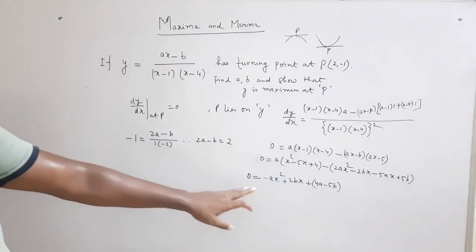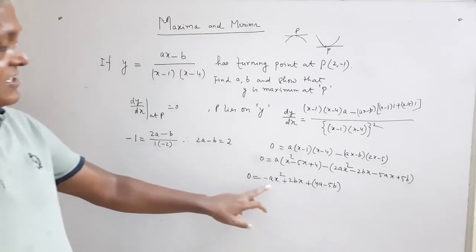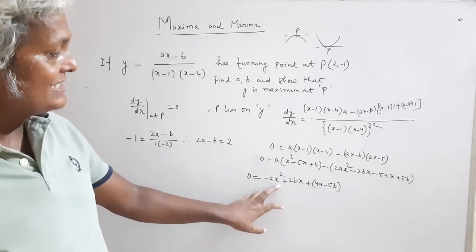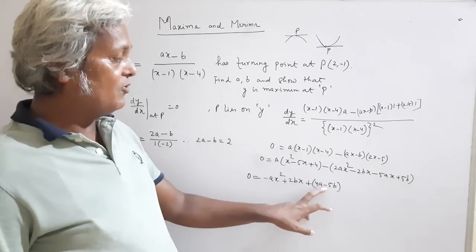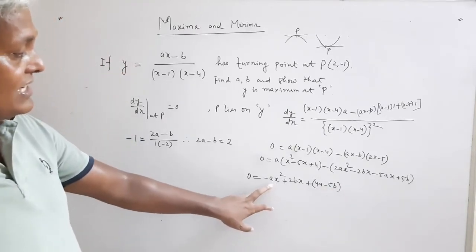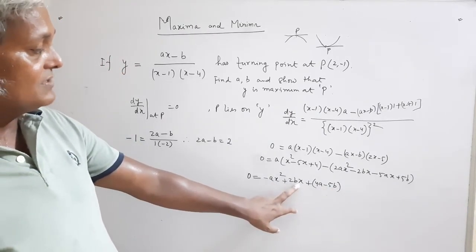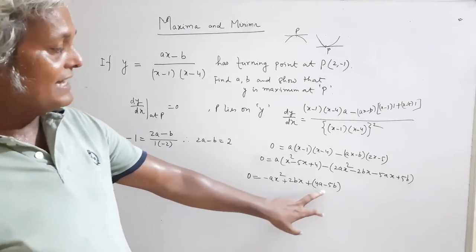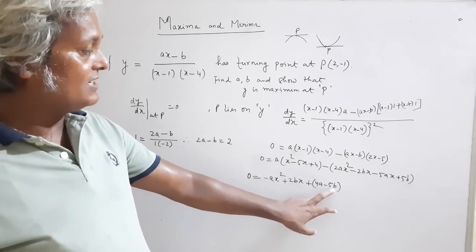Now you see that on this side you have a quadratic expression like minus ax square plus 2bx plus 4a minus 5b, meaning the coefficient of x square is minus a, the coefficient of x in the middle term is 2b, and the constant term is 4a minus 5b.